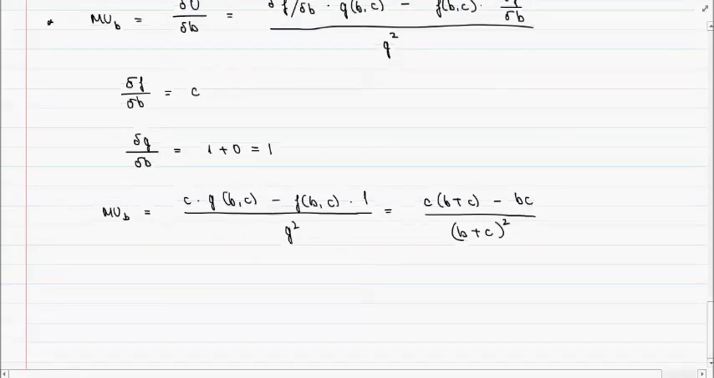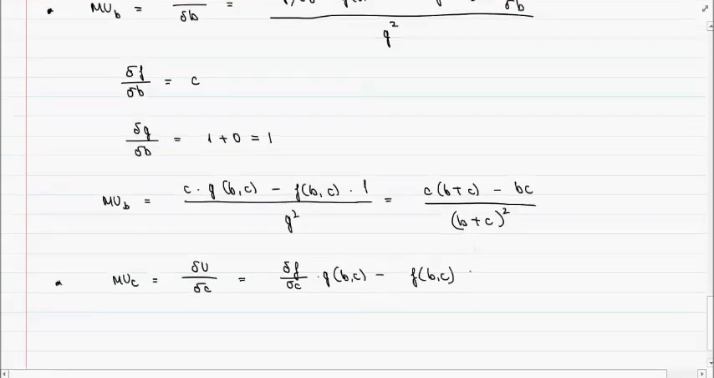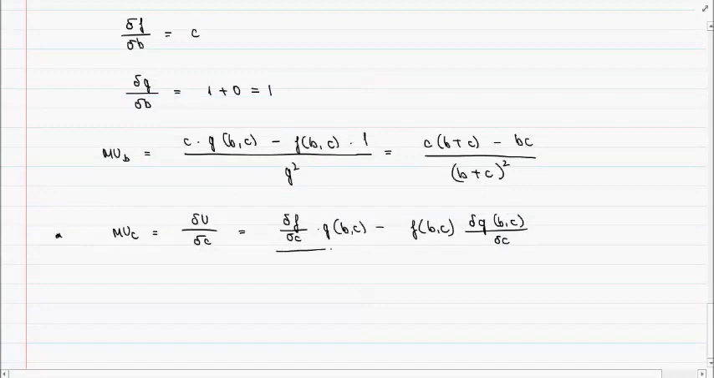It's very similar. We're just going to find the marginal utility of c, which is just going to be the change in u given the change in c. Again, we're applying the quotient rule, where we differentiate f with respect to c and multiply by the g function, minus f, and the differential of the g function with respect to c, and everything divided by the g function squared.